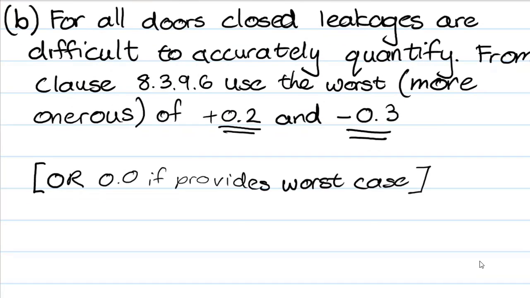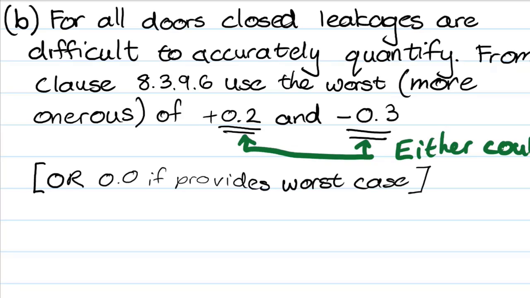So, as I was saying, if all doors are closed, leakages are difficult to accurately quantify. So from clause 8.3.9.6 in the code, we use the worst, which is described as more onerous, which will give you the worst answer of plus 0.2 and minus 0.3. Now either could govern. It depends on what load case is worse.